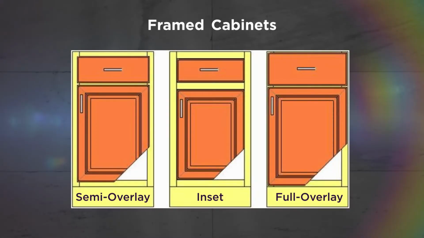There are 3 door options for framed cabinets. A semi-overlaid door and drawer will be slightly larger than the openings. An inset door will fit inside of the drawer and door openings. And a full overlay door will cover most of the cabinet frame and give the appearance of a frameless cabinet.